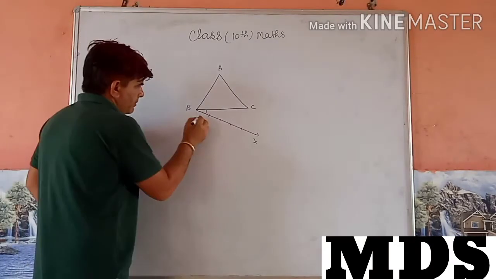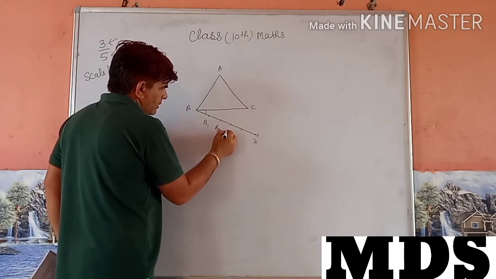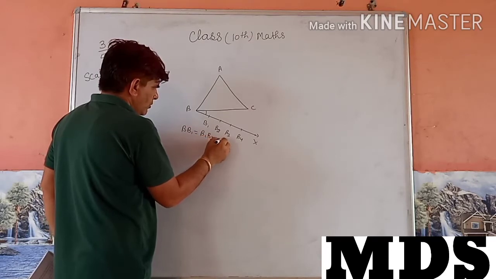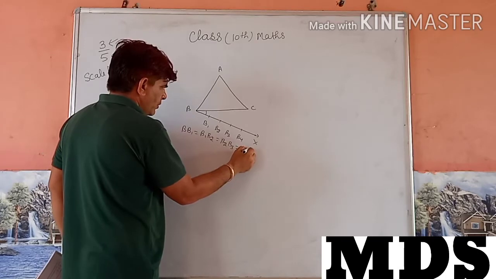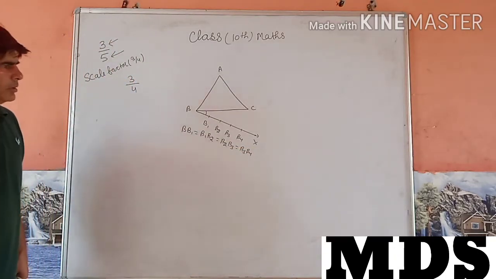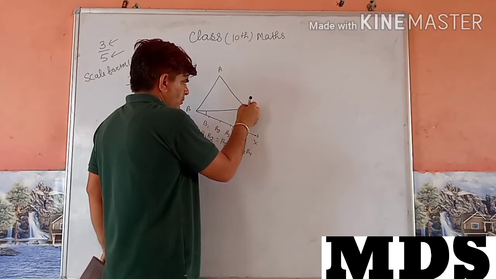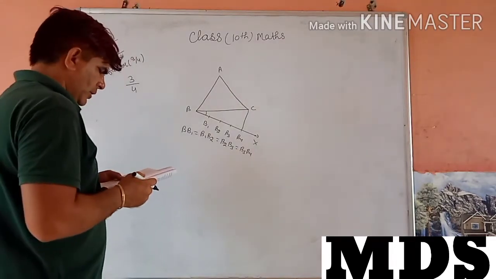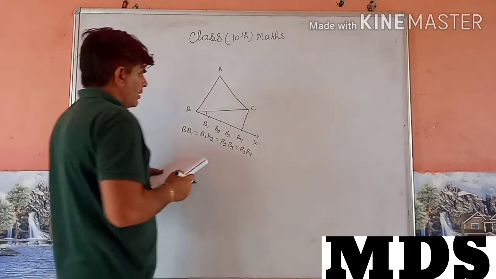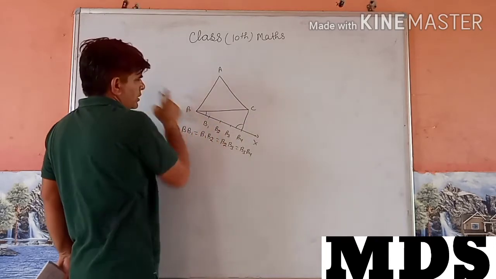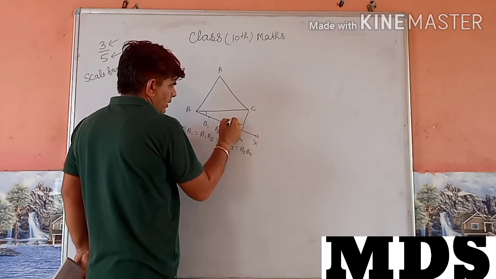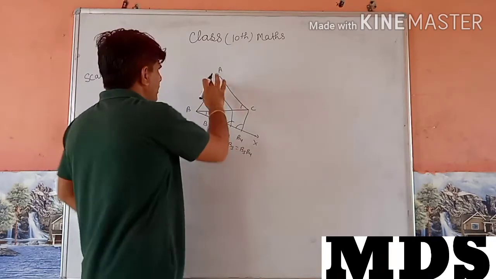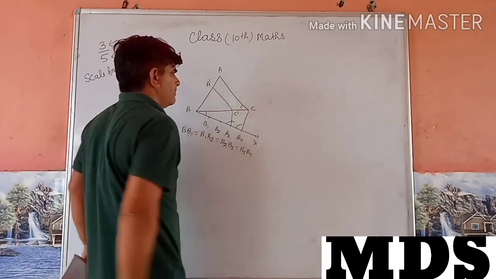Let these be B1, B2, B3, B4, where B1B2 is equal to B2B3, and B3B4 is equal to the others. Understood? You can join B4 to C. Now, which point is given? B3, the smaller one, count 1, 2, 3. Make the same angle here, cut and join like this, and draw a line parallel to B4C from B3. This is A dash, and this is C dash.